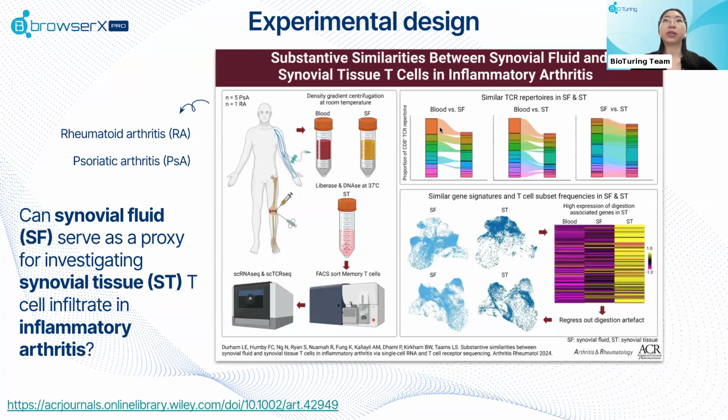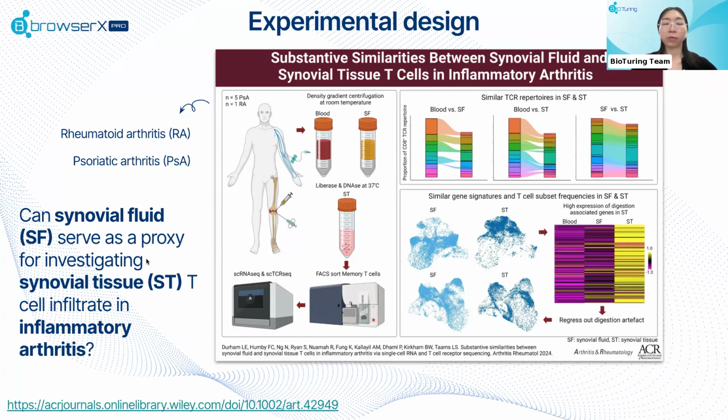Okay, next let's dive into the experimental design. So the question that I want to tackle here in today's webinar has to do with this inflammatory arthritis disease. In this particular data set, the authors have taken samples from patients with rheumatoid arthritis and psoriatic arthritis, and they sampled from different tissues. So they have blood samples, synovial fluid samples, and synovial tissue samples.